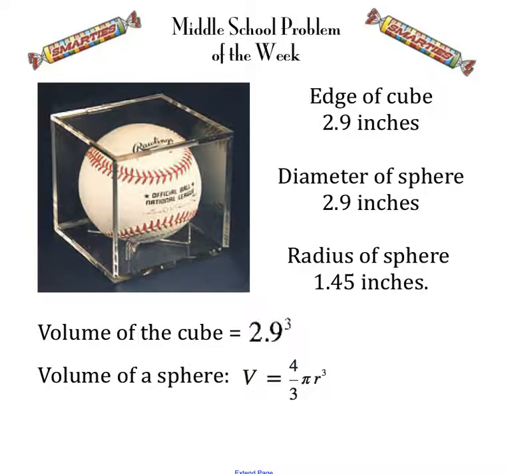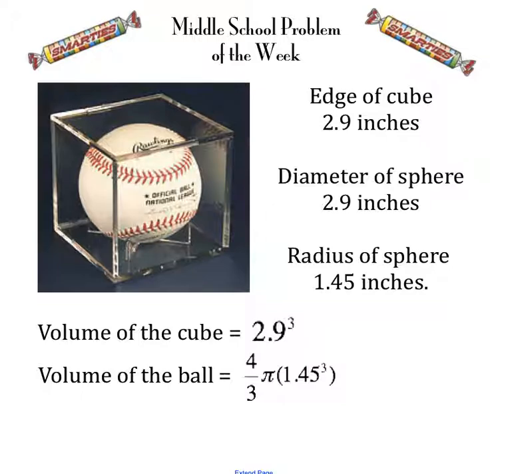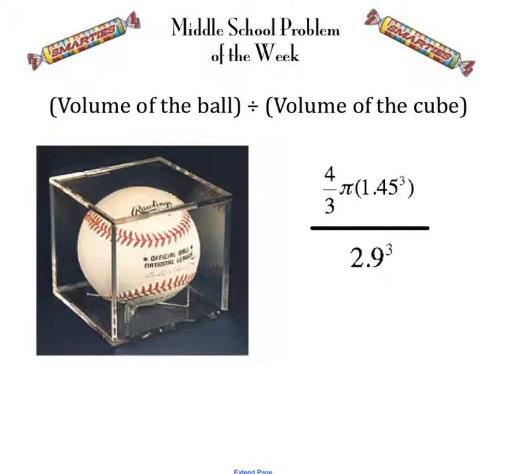Then we went to the World Wide Web and looked up the formula for the volume of a sphere, and that's 4/3 pi r cubed. Then we plugged in our radius for r, 1.45 inches. And then to find the percent of the cube taken up by the ball, we need to do this division problem, the volume of the ball divided by the volume of the cube.